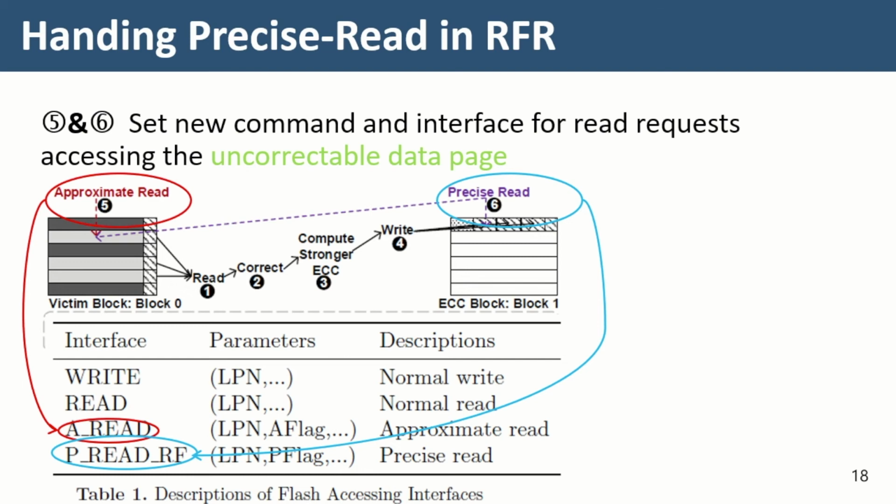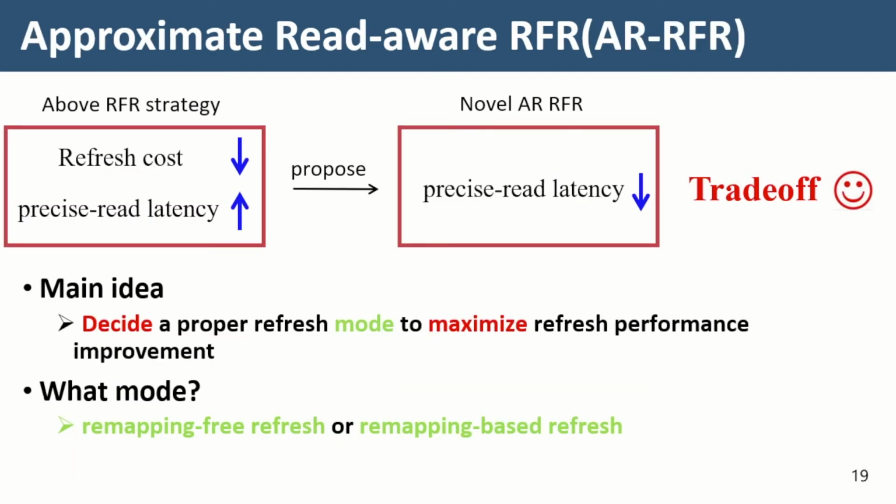Okay, we have learned about the AR-RFR strategy in the above introduction. Although it reduces the refresh cost dramatically, it also inevitably increases the approximate read latency. So we propose a level approximate-read-aware AR-RFR mechanism.